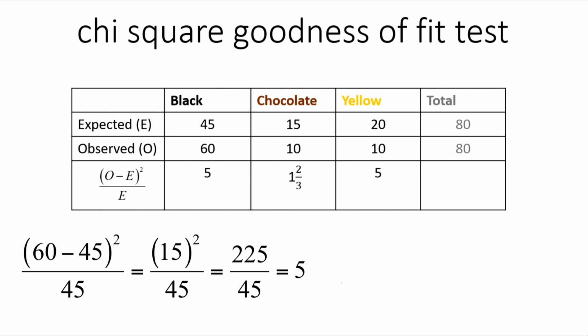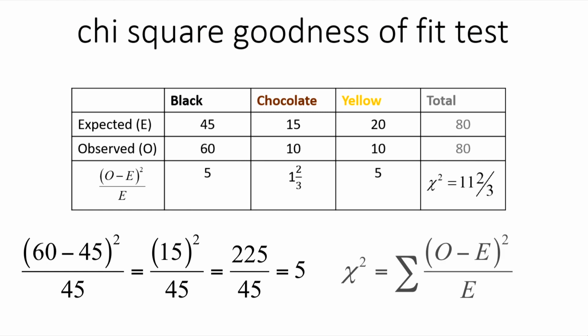So, if I want to know how much difference there is between observed and expected across my whole data set, then I can add the 3 numbers up to give 5 plus 1 2/3 plus 5, which is equal to 11 2/3. And this is my chi-squared value. So what we've done there is simply to apply the chi-squared formula, which is usually written out like this. Now, to reach a conclusion, I need to know if my chi-squared value of 11 2/3 is so large that it's unlikely to have arisen by chance.